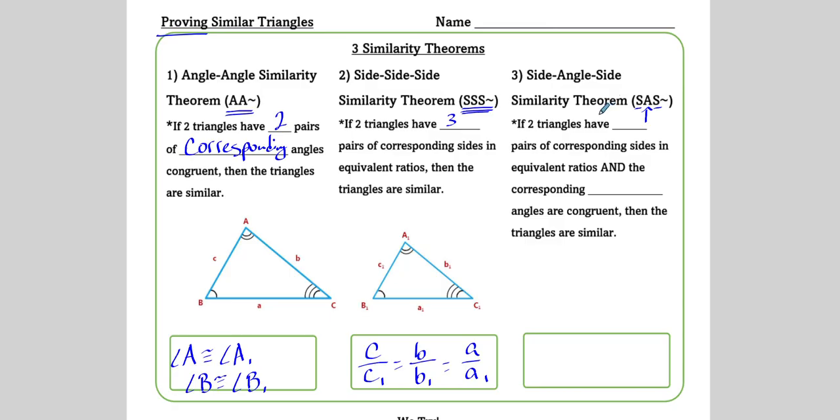Last one, side-angle-side similarity theorem. Two triangles have two pairs of corresponding sides in equivalent ratios, and the corresponding included angle, which means it's sandwiched in between those two sides. If that included angle, the pair of angles, are congruent, then the triangles are similar. So let's say C over C1 is the same as B over B1. C and B, the included angle there would have to be A. So A would have to equal A1. If we have all of those conditions, then we have side-angle-side.